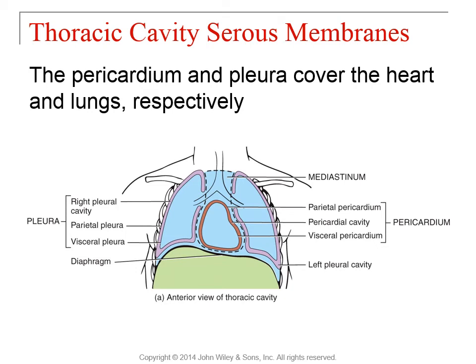You have the pericardium, which is going to house the heart. So you have the parietal pericardium, which is going to be the outermost section of the pericardium. You also have the pericardial cavity, also filled with serous fluid, and the visceral pericardium, which is going to be right up against the actual surface of the heart. And of course, the mediastinum will be the innermost portion, which is going to house the superior vena cava as well as the aorta.